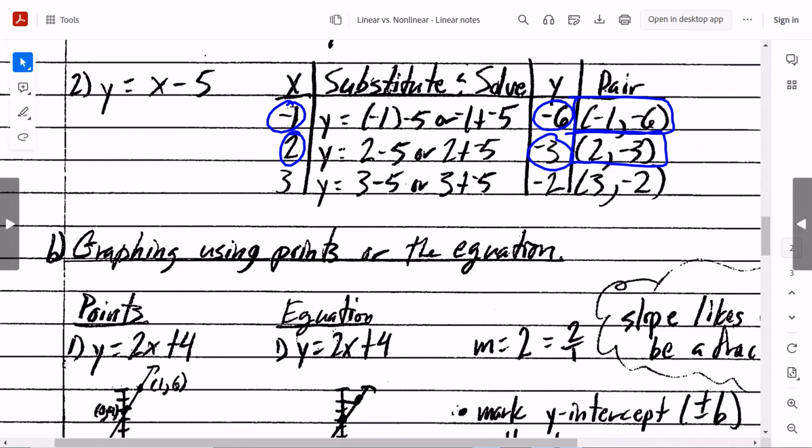3 minus 5. Well, you're at 3. Pull it 5 places to the left: 2, 1, 0, negative 1, negative 2. 5 places. There you go. All right, so there's that. Again, do you need 3 points to draw a line? How many do you need? There you go. Good. Anybody still copying this down?